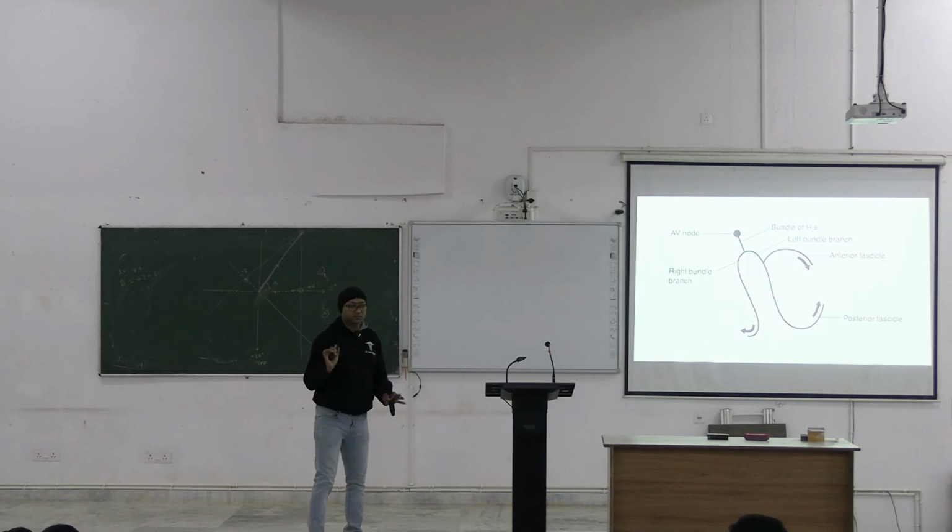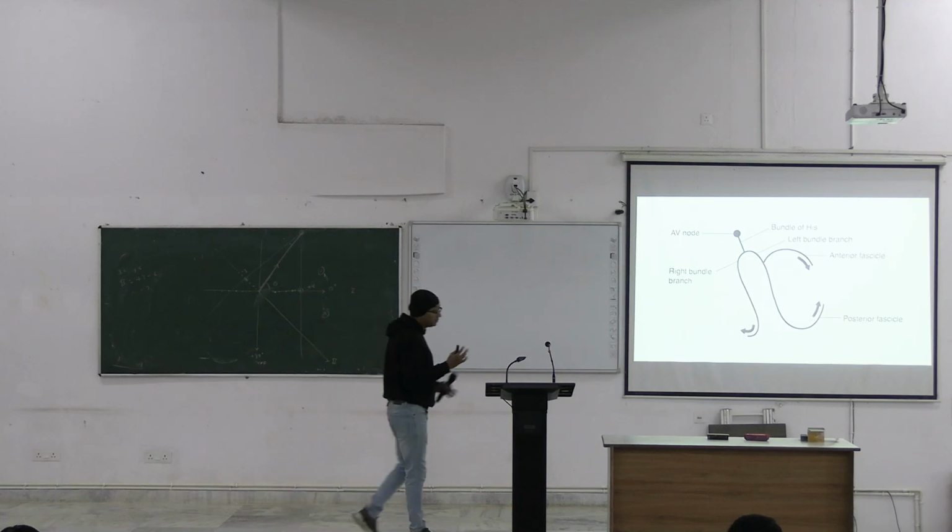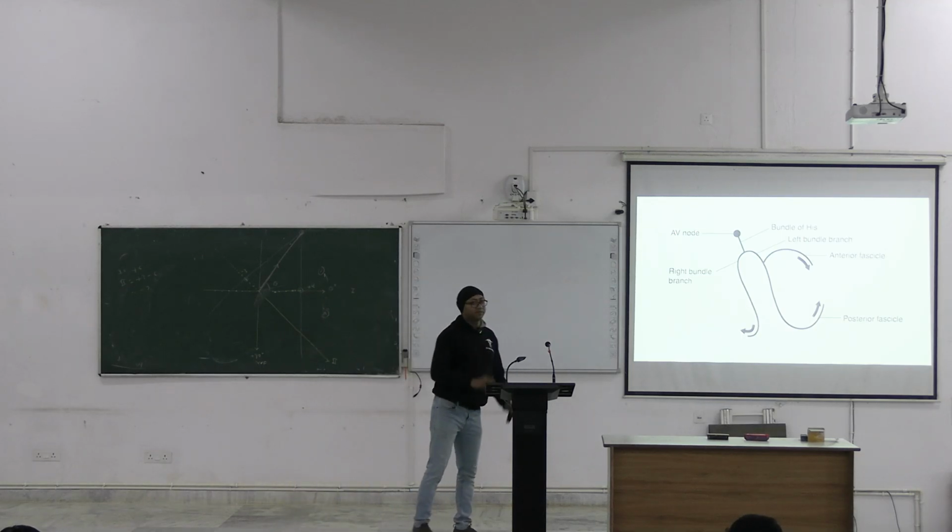The SA node is not shown here; only the ventricular area is shown. The AV node is at the atrioventricular groove, and at the upper part of the interventricular septum we have the bundle of His. It divides into the right bundle branch and left bundle branch. The left bundle branch again divides into the anterior fascicle and posterior fascicle. The posterior fascicle supplies the posterior part of the left ventricle, and the anterior fascicle supplies the anterior part. Supply here means electricity supply, not blood supply.